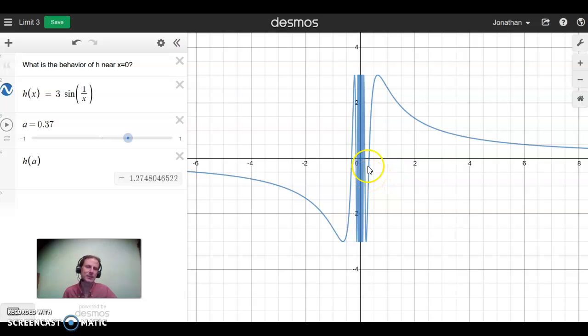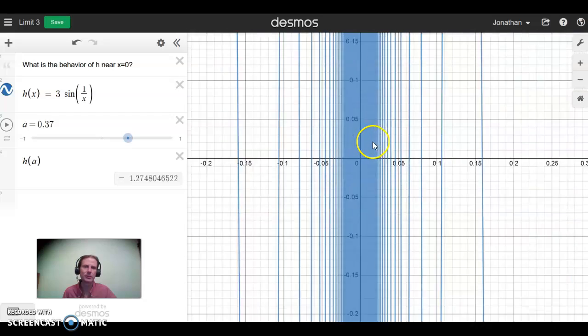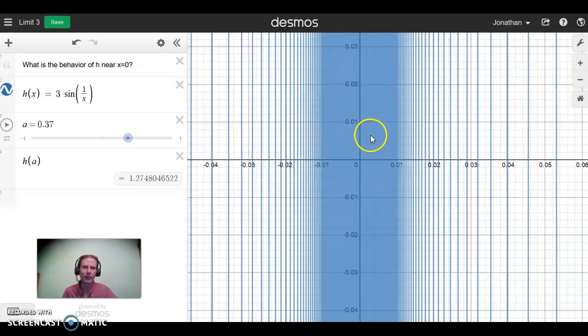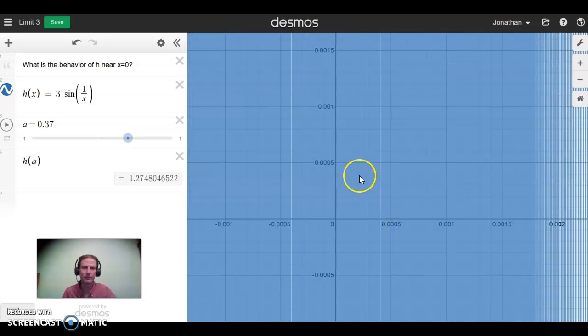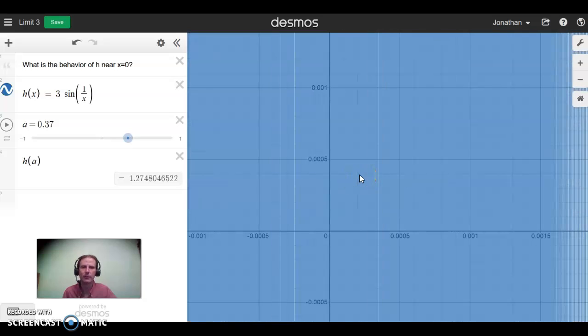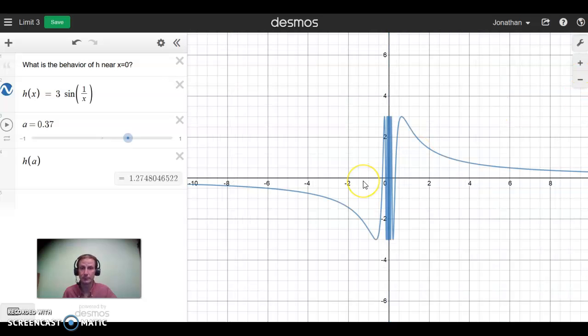Well, we could try to investigate it by zooming in. And as we zoom in closer and closer and closer, wow, the lines get closer and closer, but nonetheless, once you get in close enough, it just looks like a solid chunk of blue. This doesn't look like the graph of a function at all. So we'll zoom back out.